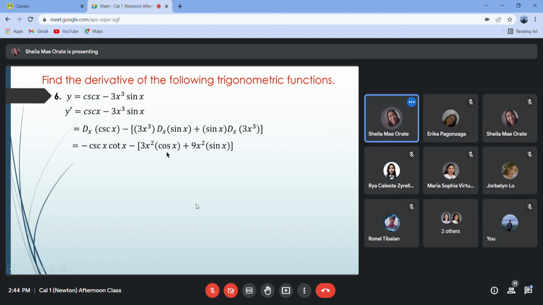So, naa tay 3x squared cosine x. Dayon, 9x squared sine x. So, nganong minus na ni diri? Nga diri sa bracket is positive or addition man. It's because gi-distribute na pud nato ning sign nato diri sa gawas. So, ang nahitabo, naa tay negative 3x squared cosine x minus 9x squared sine x. Now, unsay nahitabo diri sa pikas? Negative cosecant x cotangent x naman ni. It's because ipangitaon nato ang derivative ni cosecant x. So, mao na dayon ni ang atong answer.